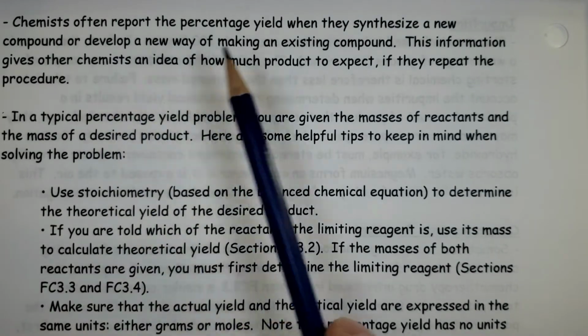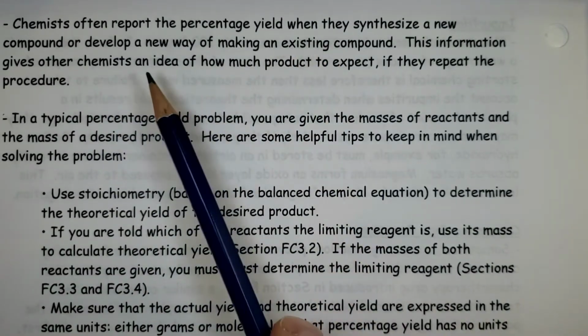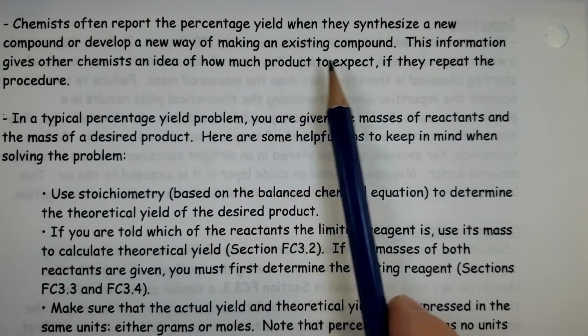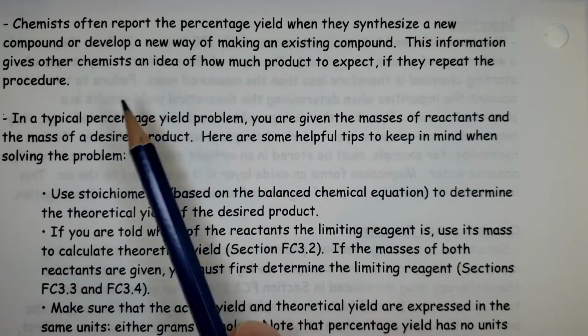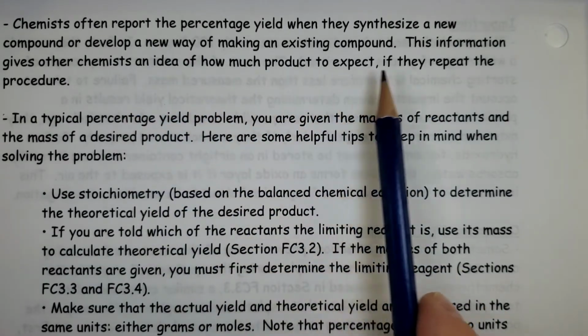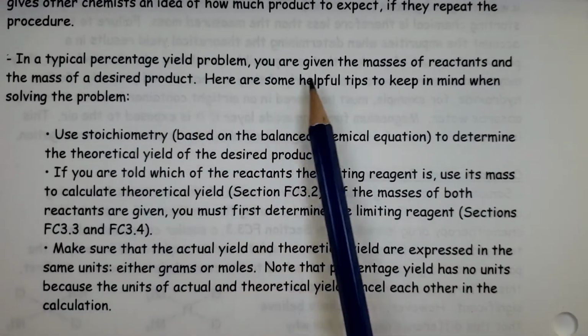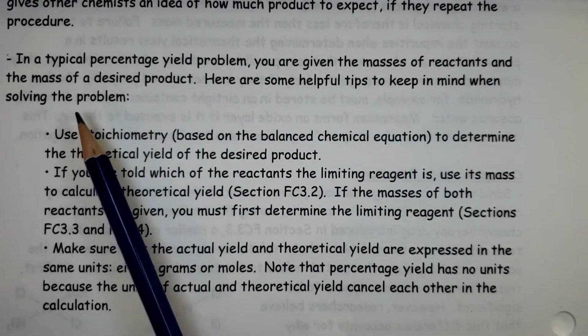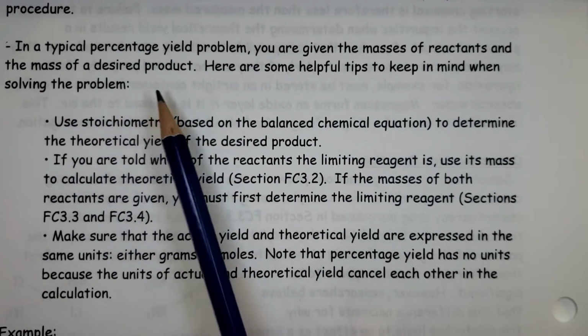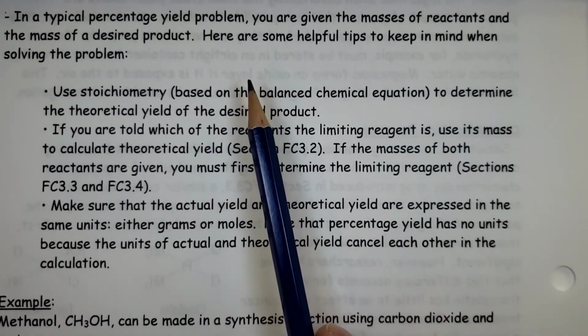So chemists often report the percentage yield when they synthesize a new compound or develop a new way of making an existing compound. This information gives other chemists an idea of how much product to expect if they repeat the procedure. In a typical percentage yield problem, you're given the masses of the reactant and the mass of the desired product. Here are some helpful hints.